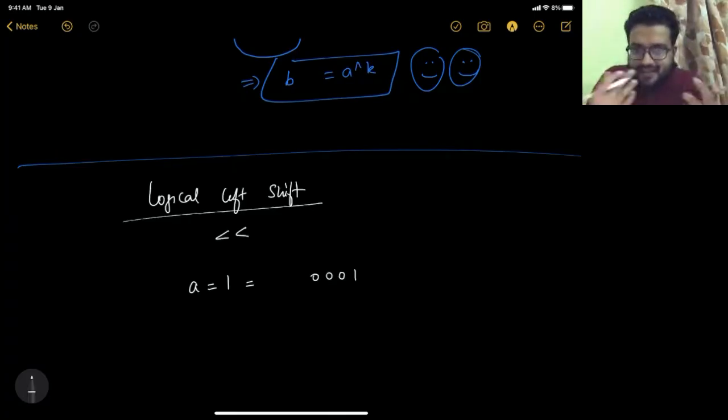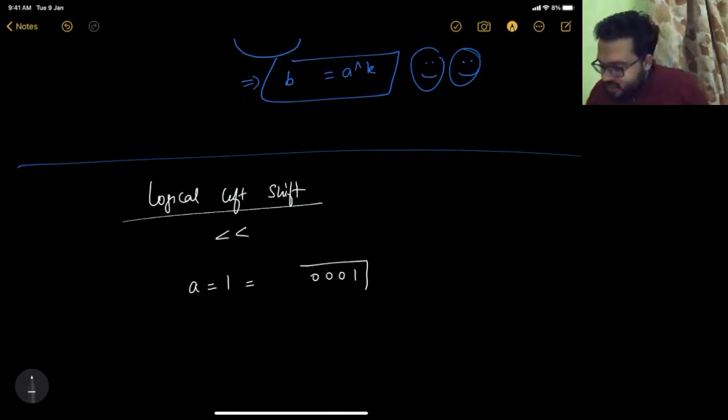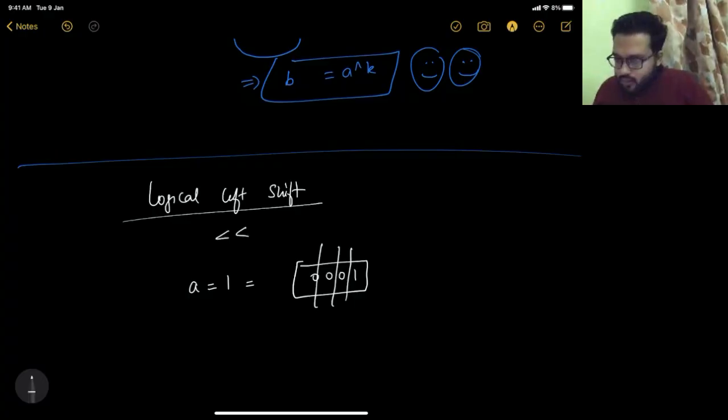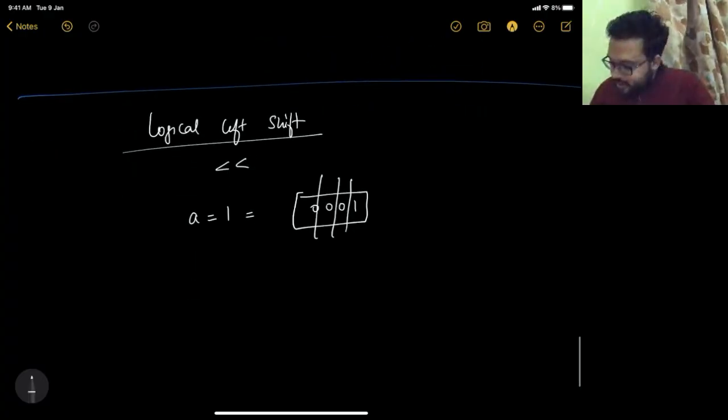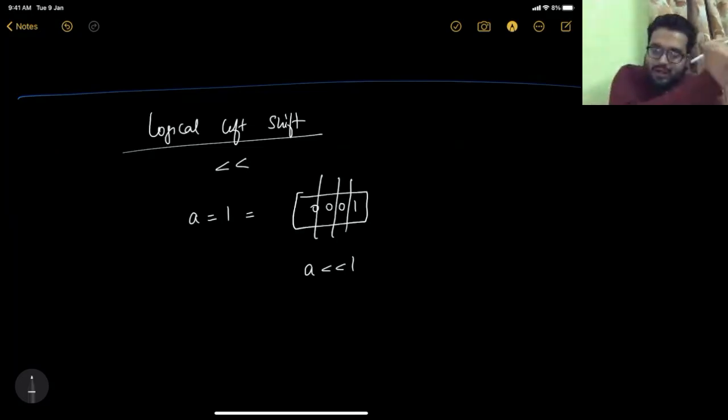Is everybody with me? Now, what does left shift do? If I say A left shift with 1, it means that all the bits should be shifted towards the left by 1. What does that mean? That your answer, that is your A left shifted by 1, should look something like this.